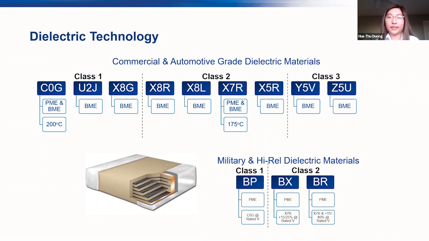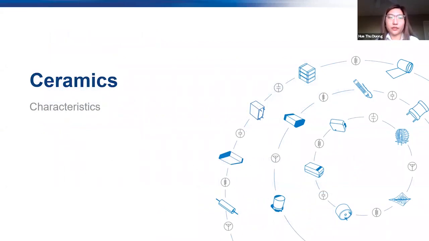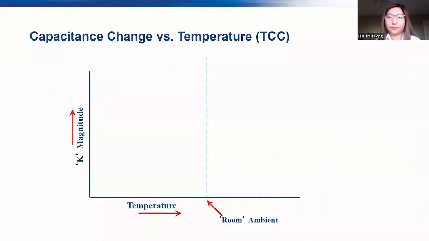MLCCs come in a variety of dielectrics, and we categorize these dielectrics into 3 classes, which refer to their capacitance stability over temperature. Within each of these classes, we designate each dielectric using a 3-character system, such as C0G or U2J, which we'll get into in a bit. All right, so let's get into the ceramic characteristics.